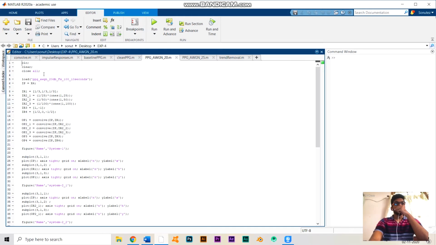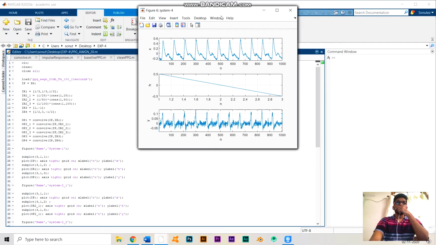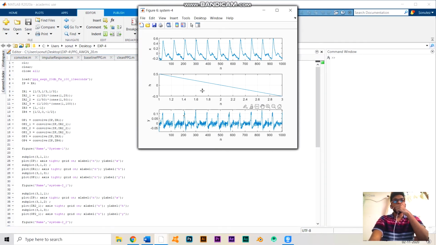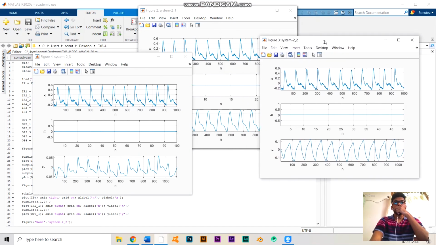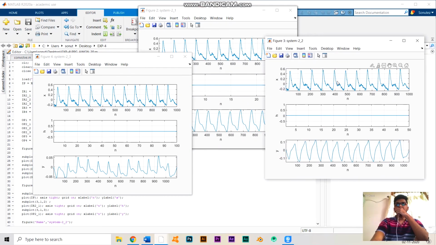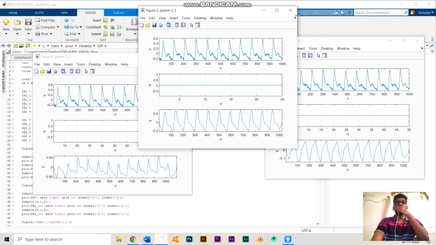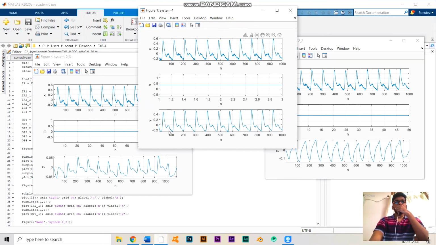Now coming to the third signal, we are following the same process. We are writing the impulse responses and then we are convolving. Let us run this code. We have got the convolved signal for system 4, and this is for system 3, and these three are for system 2 for m equal to 100, m equal to 50, and this one is for m equal to 25, and this is the convolved signal for the input signal and system 1.